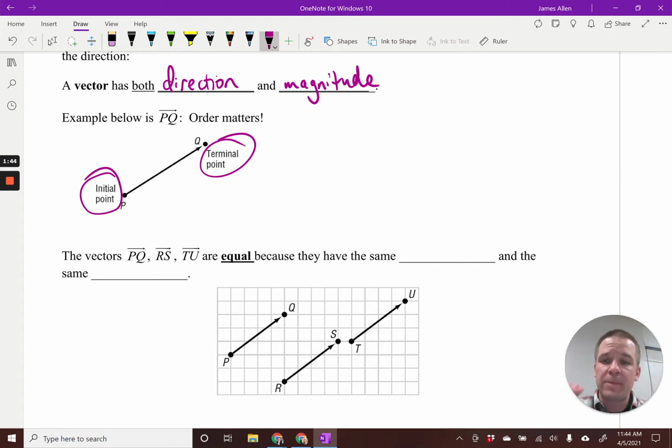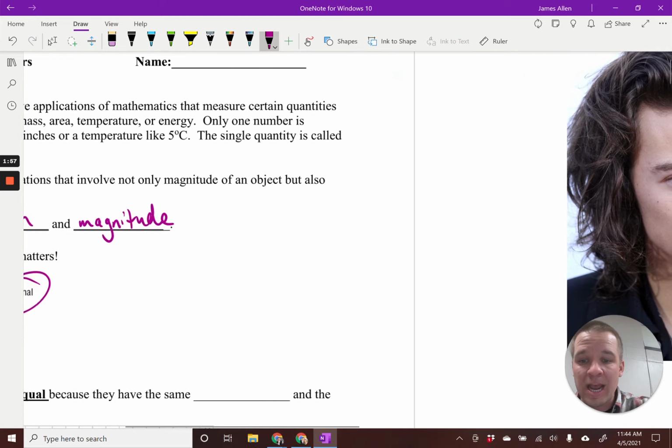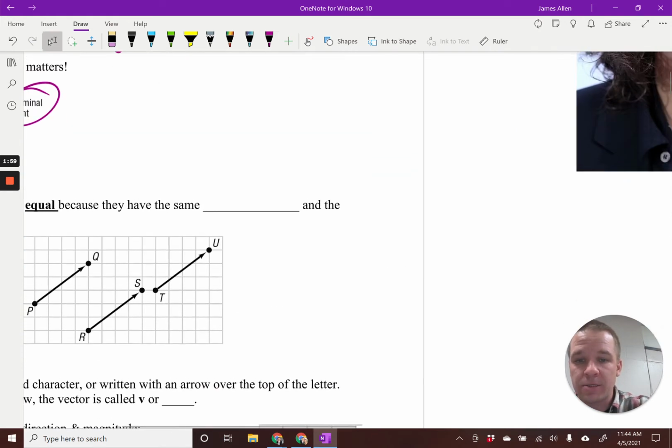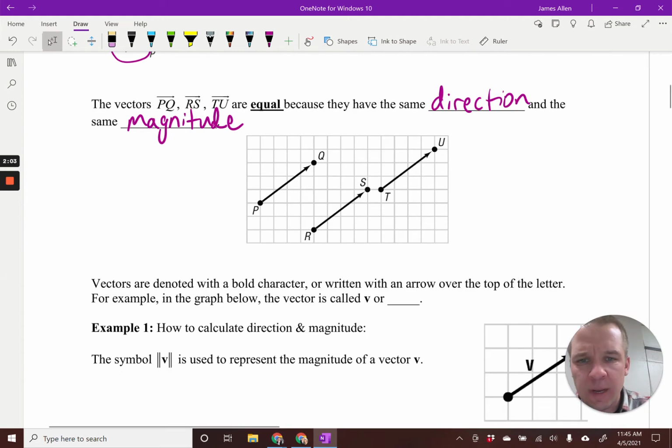All right, so the vectors PQ, RS, and TU in that graph below are all equal because they have the same direction. They're all going in that one direction, and they have the same magnitude. If you were to go in the x direction, we'd go 1, 2, 3, 4, and then up 1, 2, 3. All of them are going over 4, up 3, over 4, up 3. So the same magnitude, same direction.